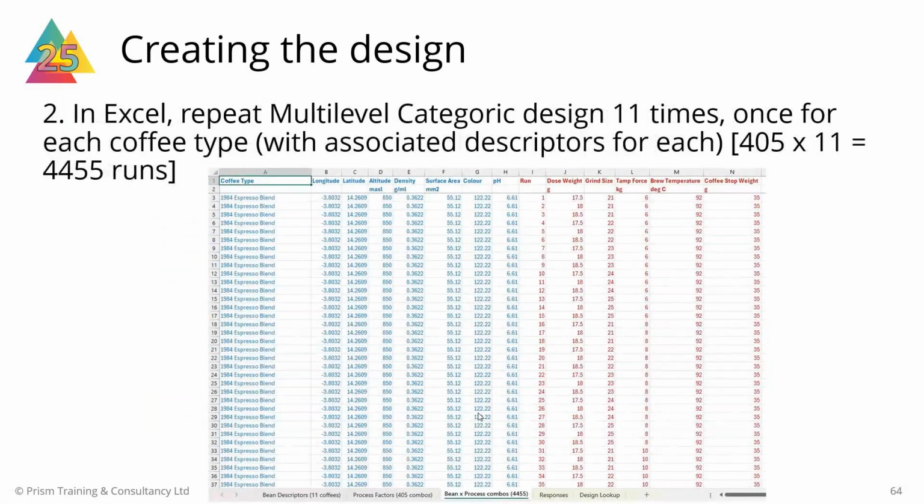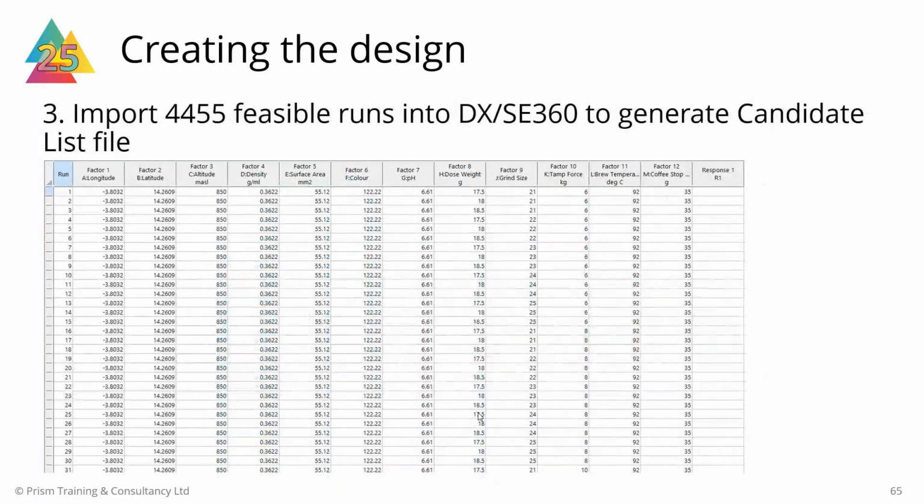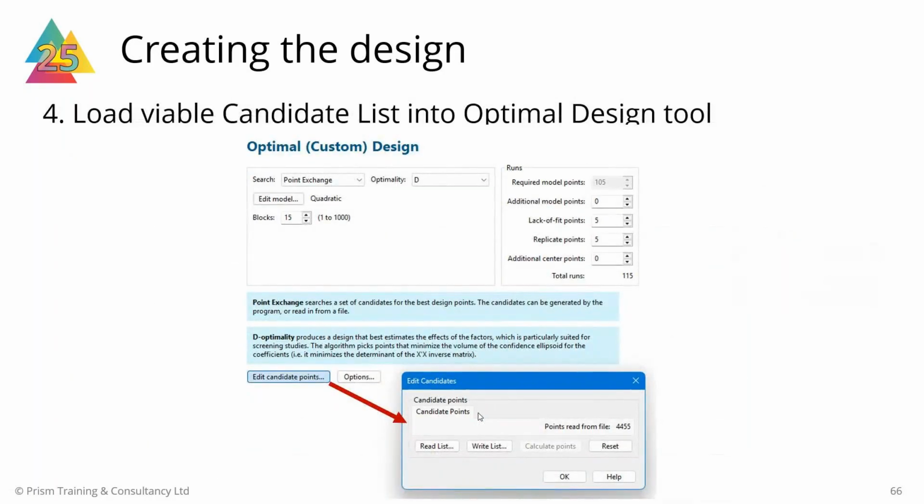And I then manually build up the design, those 405 runs for each of my chosen 11 coffee types. So that gives me about 4,500 different coffees that I basically am saying that I could make. I don't want to make 4,500. What I'm going to do is import those possible runs back into Design Expert, generate something called a candidate file, and then load that into the optimal design builder. And what this will then do is ensure that every single run that Design Expert asks me to carry out is one that I've already told it I'm happy to do. I'm capable of running this experiment at these factor settings.